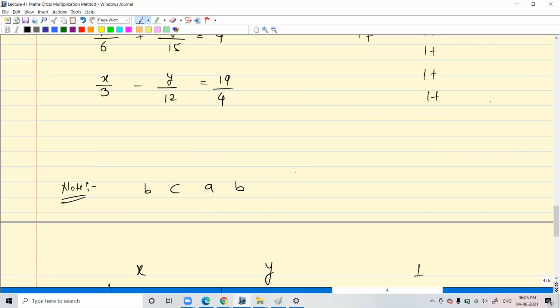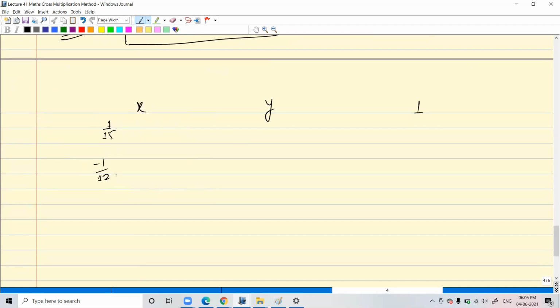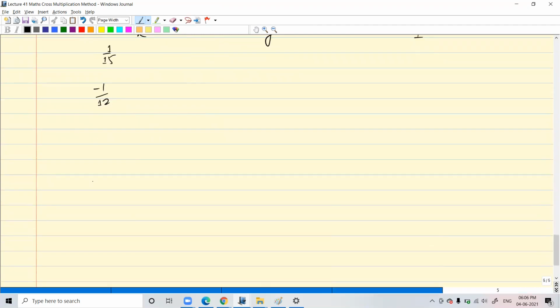So remember this BCAB rule. Okay, but you will not multiply, no? See, x will be in the numerator over here. Finally, x will be in the numerator and you'll write something in the denominator that will be equal to y by something, no? Not multiplication here. There is an equal to sign in between.